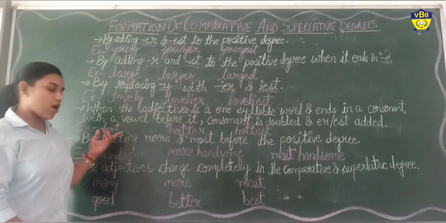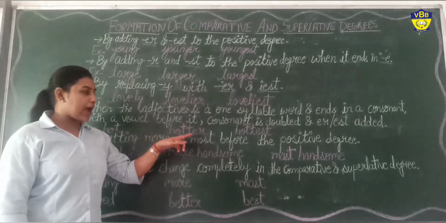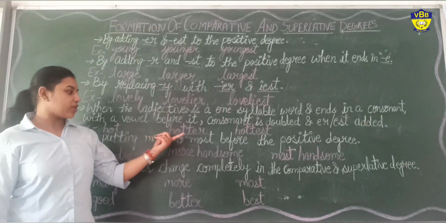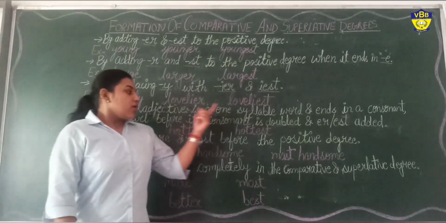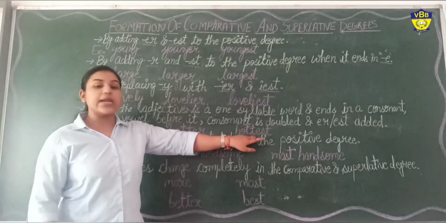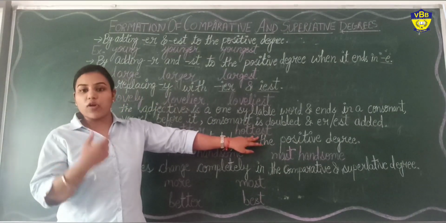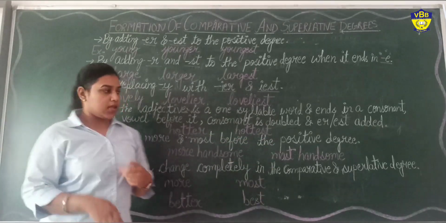For example, hot is there. So I have just written T and added ER. Then we will get hotter in comparative degree, and in the same way we will repeat T for the superlative degree and add EST. Then what do we get? We get hottest for the superlative degree.